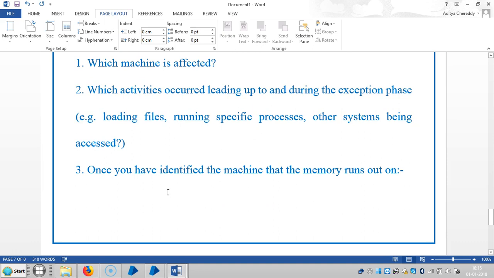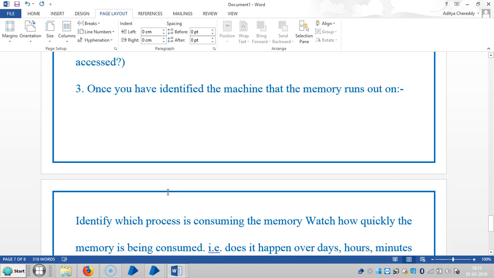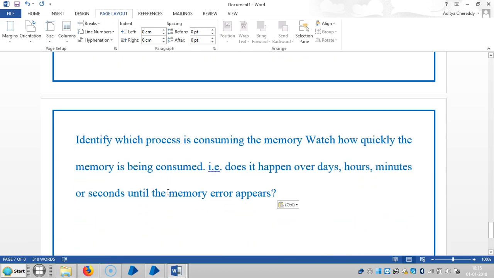And once you have identified the machine that the memory runs out of, you will identify which process is consuming the memory and watch how quickly the memory is being consumed. That is, whether it happens over days, hours, minutes or seconds until the memory error appears.